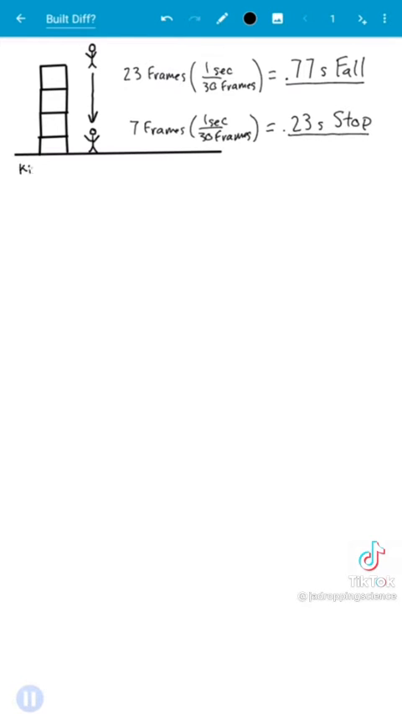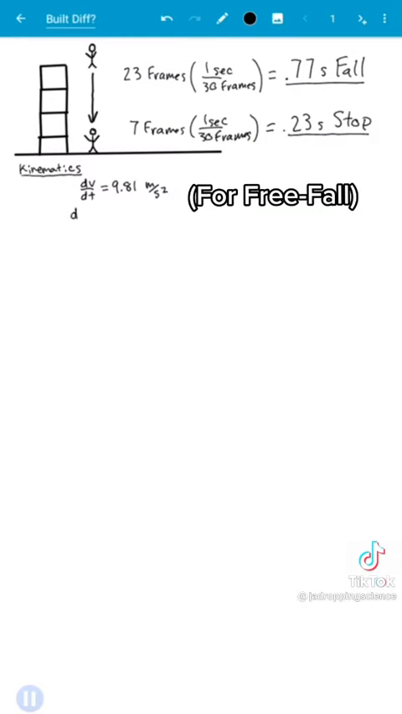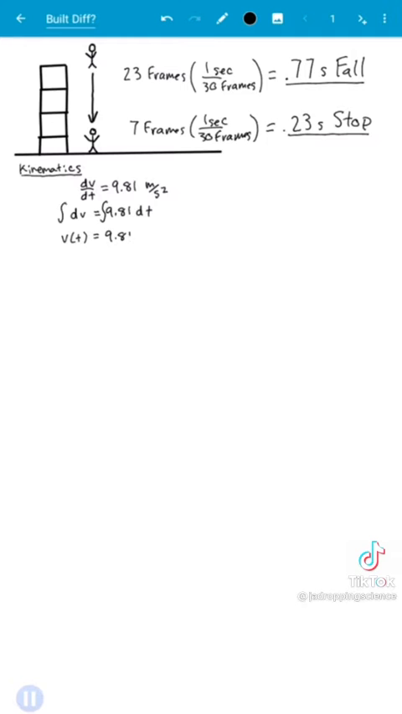To calculate his final velocity before impact, we'll use a kinematic relationship. Acceleration is defined as the change in velocity over the change in time, which is 9.81 meters per second squared on Earth. Now we separate the variables and integrate. This is an indefinite integral, so we get velocity as a function of time is equal to 9.81t plus C, and that C is the initial velocity, which is 0 in our case.